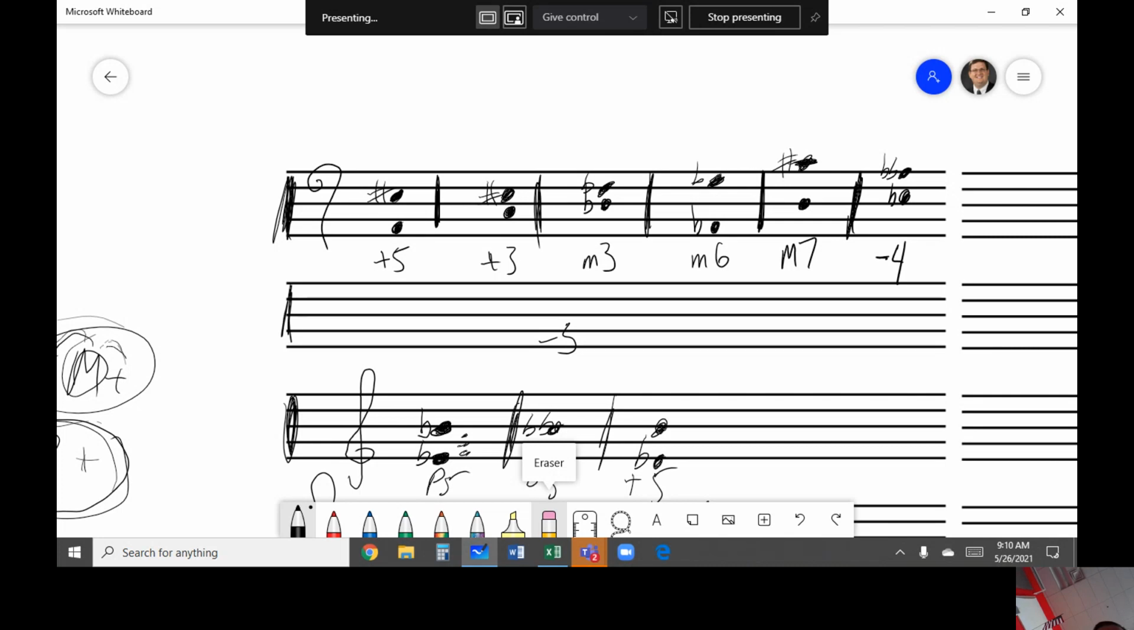Let's do some more on your own. This will be in the treble clef. There we go. Push pause now. Do these answers on your own.